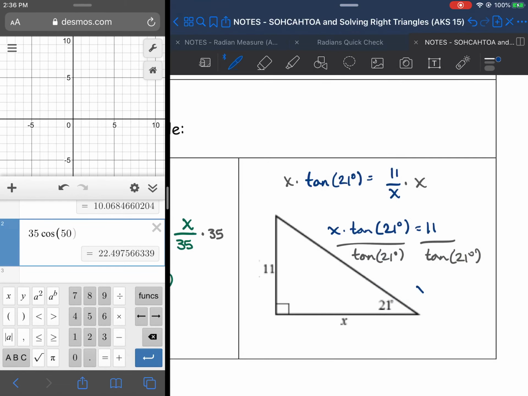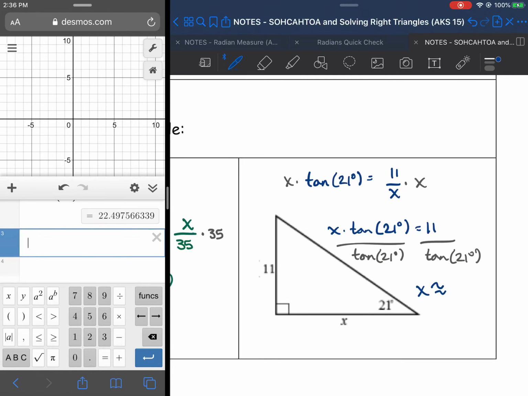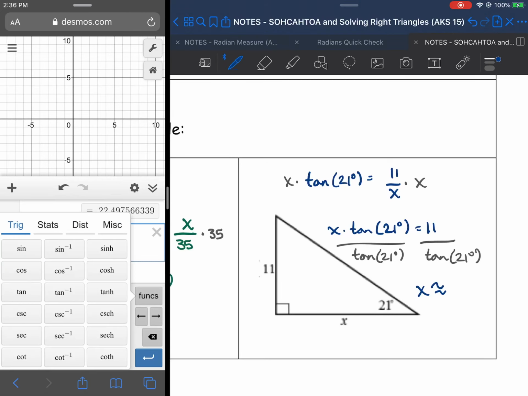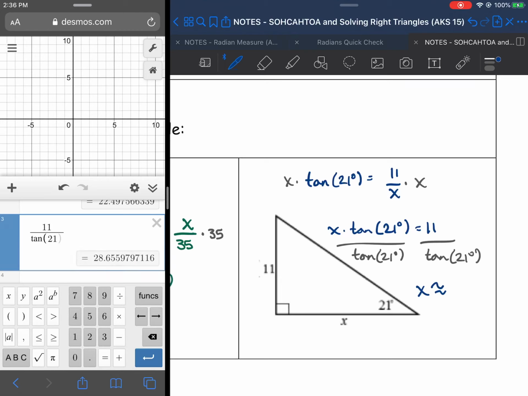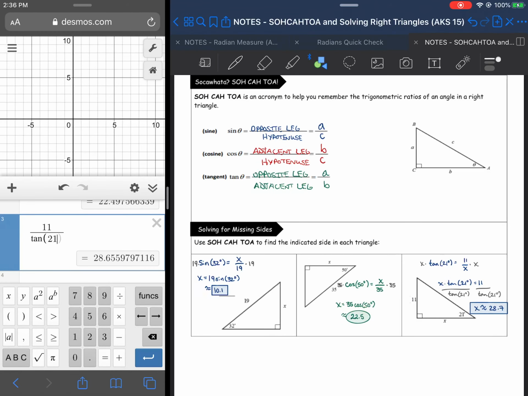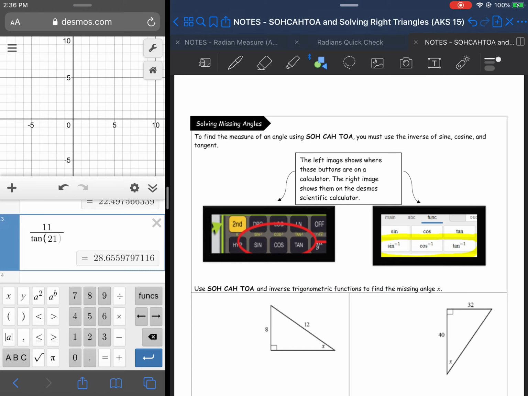This tells us that x is approximately, and again, let's go over here to Desmos. So we're going to say 11 divided by the tangent of 21. And that gives us approximately 28.7. All right, so that's how we can use Sohcahtoa to find missing sides. But now let's talk about finding missing angles.